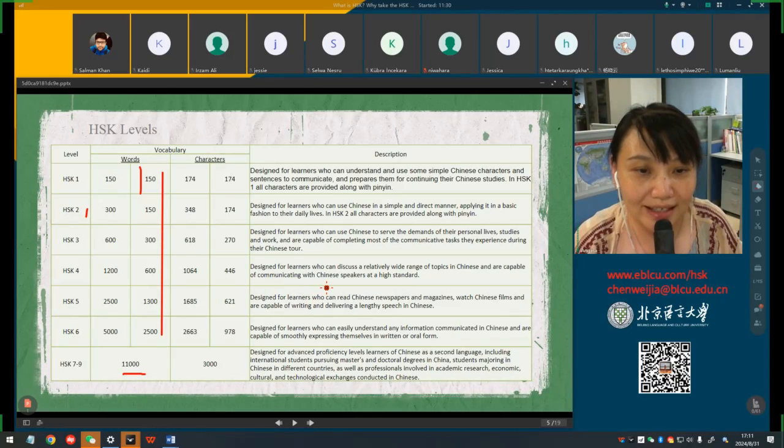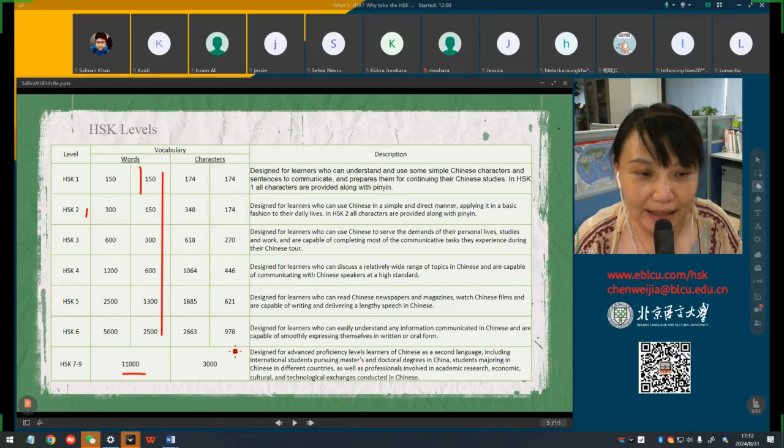is designed for learners who can discuss a relatively wide range of topics in Chinese and are capable of communicating with Chinese speakers at a higher standard. And starting from HSK 5, you are able to read some Chinese newspapers and magazines, watch Chinese films and TV, and have a higher Chinese level starting from HSK 5.